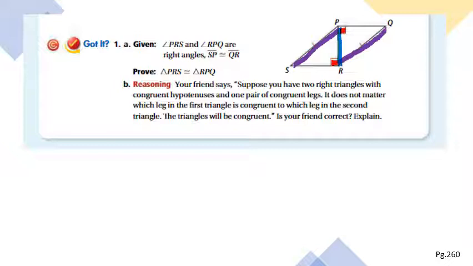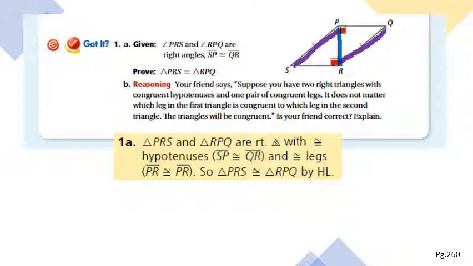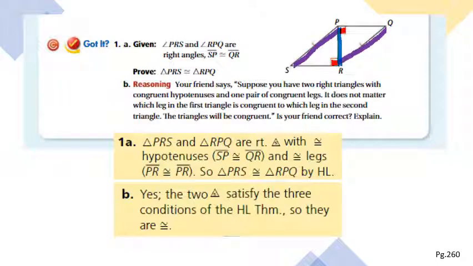Okay, so let's recall what we took before in HL theorem conditions. The first condition is to have one pair of right angles. The second is to have one pair of congruent hypotenuse. And the third condition is to have one pair of congruent legs. Is it right? So we didn't say which leg exactly. So that doesn't matter. Okay, so here, is your friend correct? Yes, he is. So this is the answer for question 1, letter A. And this is for question 1, letter B.